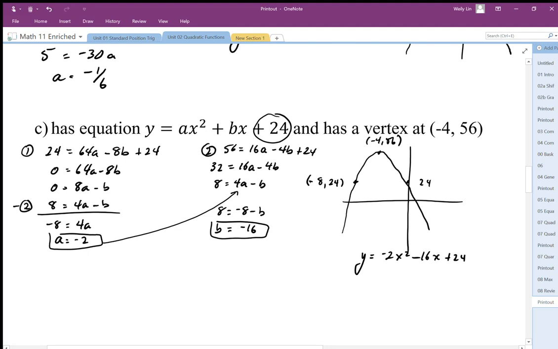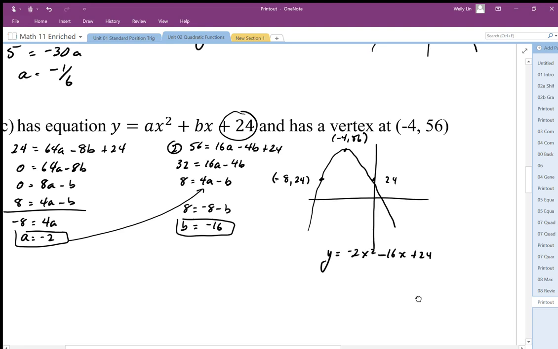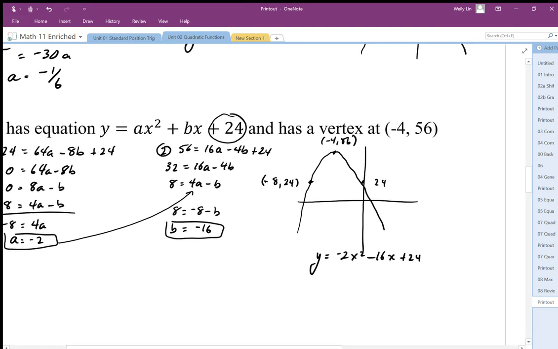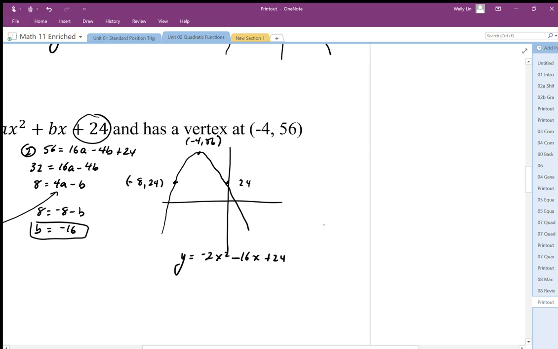So that's one way we can do this problem. Now, we could have also switched this around and said, well, I have a vertex and a point. I can work this out in vertex form. So the vertex form is going to be, and this gives me only one variable to solve for, which is kind of nice. Plus 56. And then I need to solve for a by plugging in the 24. When x is 0, I get 16a plus 56. Solving for a, I get -32 equals 16a. A equals the same, -2.